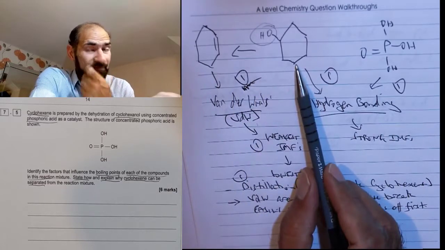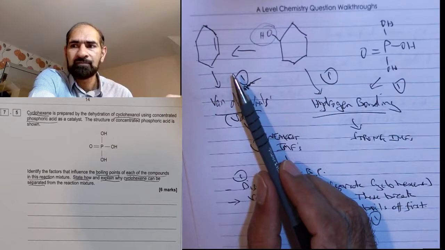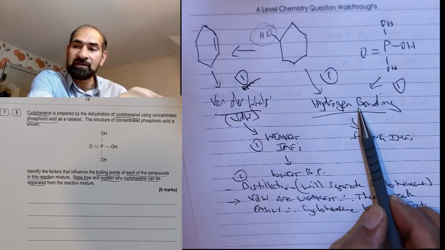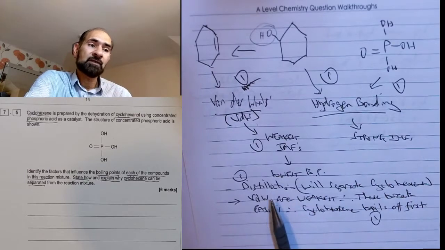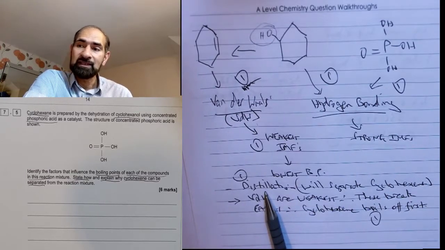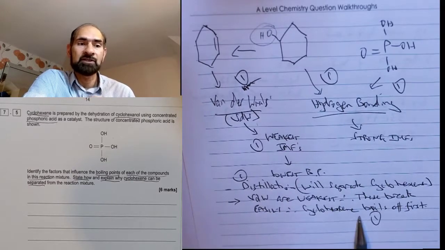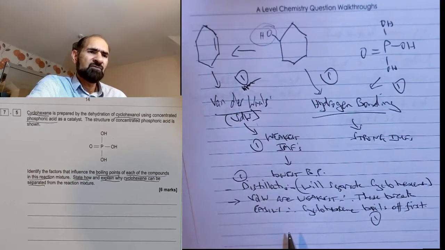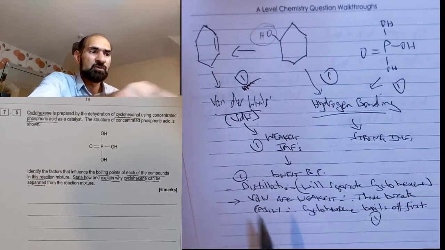Yeah, and as I say, if you don't know what these are, draw it. Cyclohexene, cyclohexanol. Okay, so have I identified the factors which affect the boiling points? Yes, I have. Have I stated how cyclohexene can be separated? Yes, I have. And have I actually explained why it can be separated? Yes, I have. So can you see? It's not a long question. Okay, it is a 6 marker, but it shouldn't take you long, assuming you know your structures.